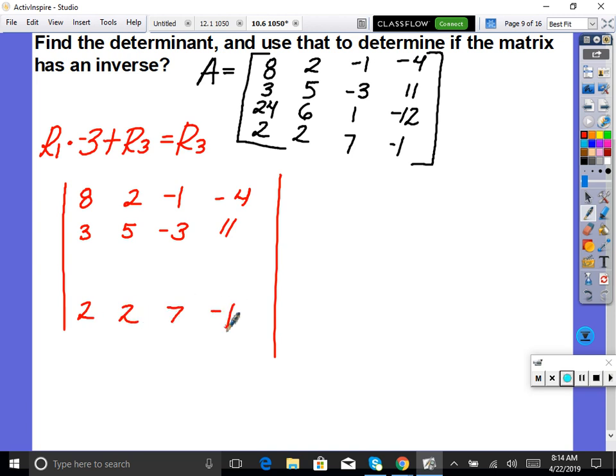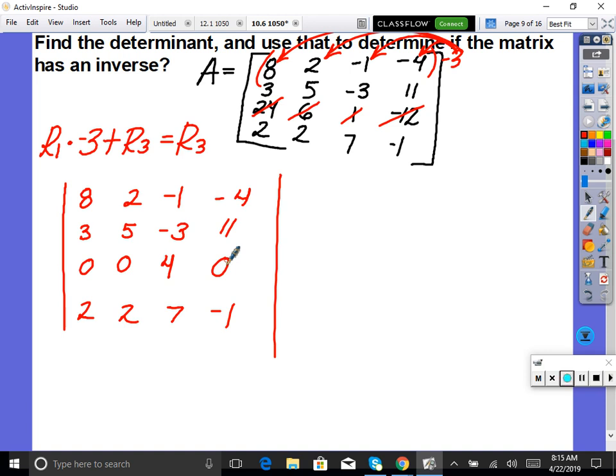Okay, here we go. Row 1 times negative 3, add to this row here. So negative 3 times 8 is negative 24. Negative 24 plus 24 is 0. Negative 3 times 2 is negative 6. Negative 6 plus 6 is 0. Negative 3 times negative 1 is 3. 3 plus 1 is 4. Negative 3 times negative 4 is 12. 12 plus negative 12 is 0. So now finding the determinant is going to be quicker.